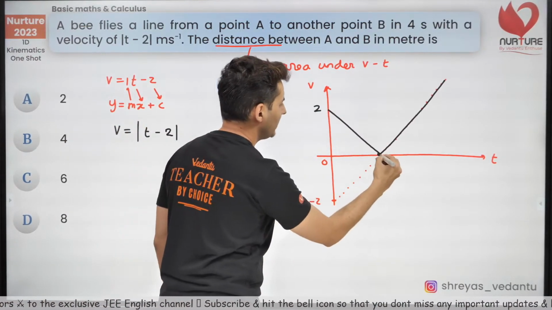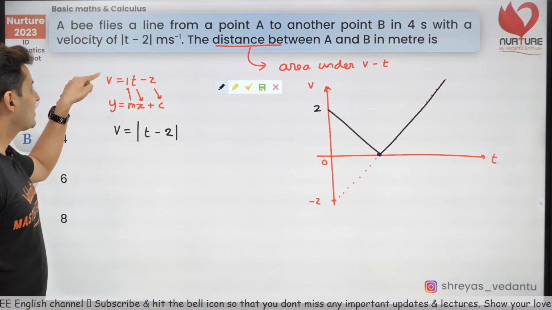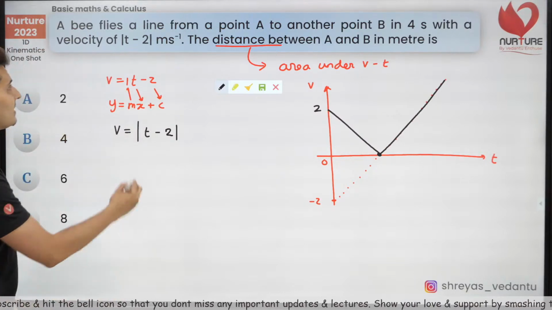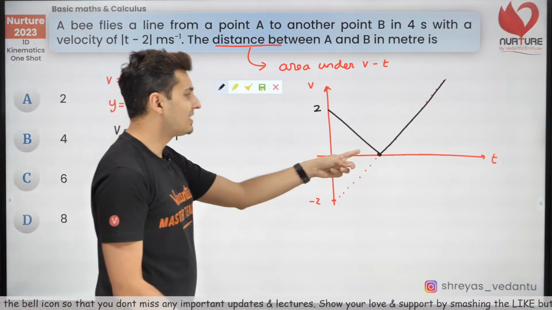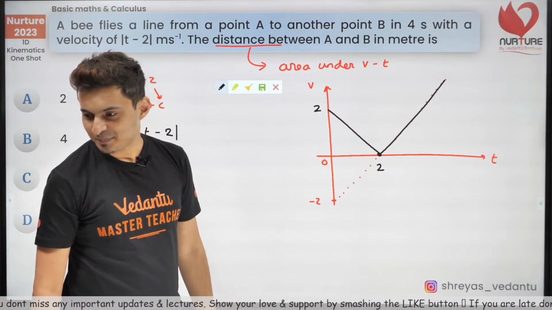Oh, by the way, what would be this point? Everybody knows. Where is velocity 0? Velocity will be 0 when t is equal to how much? T will be equal to 2 seconds. Correct? This will be also 2 seconds.